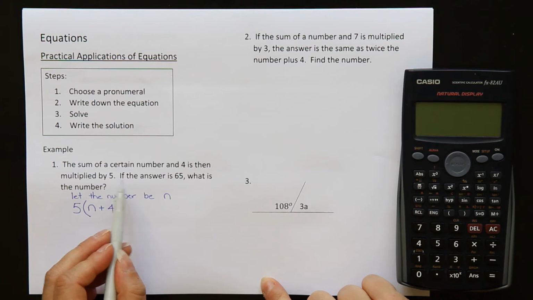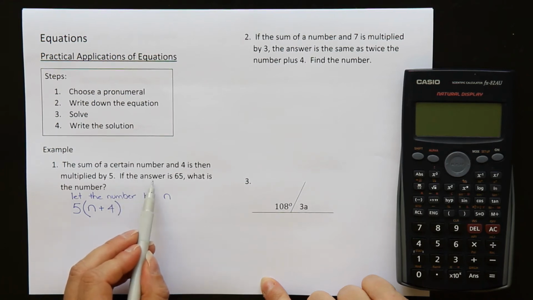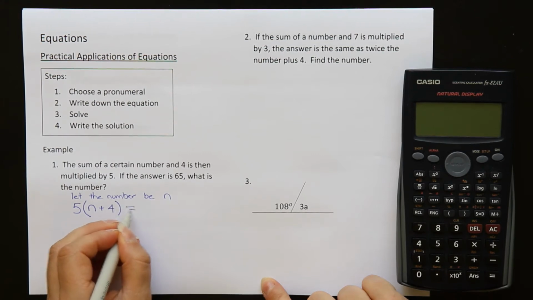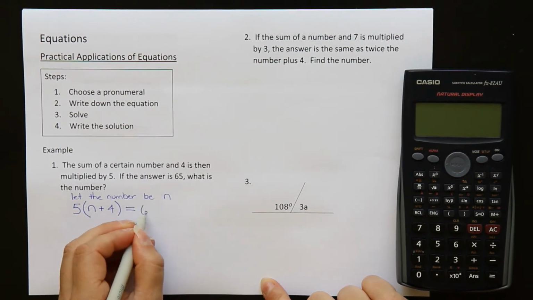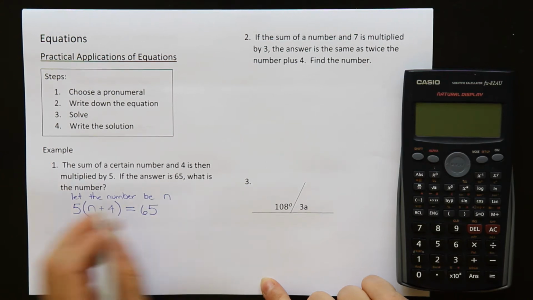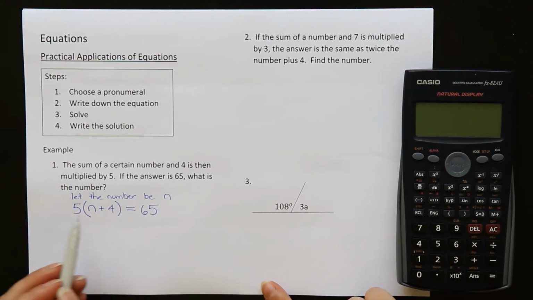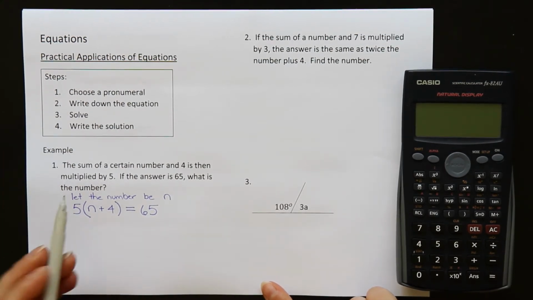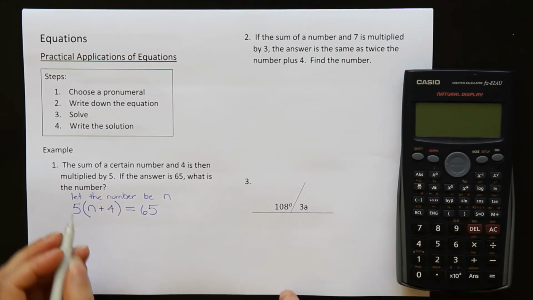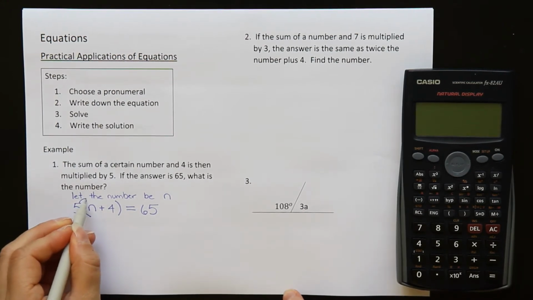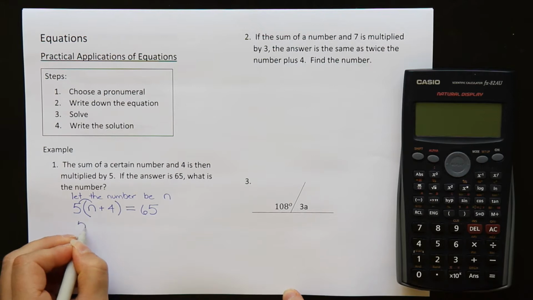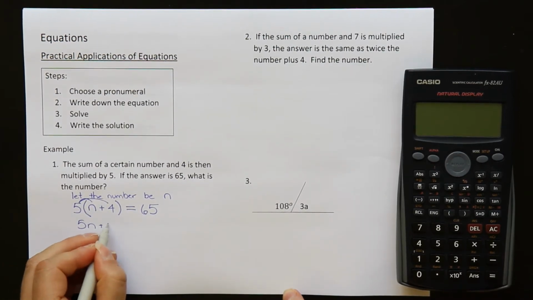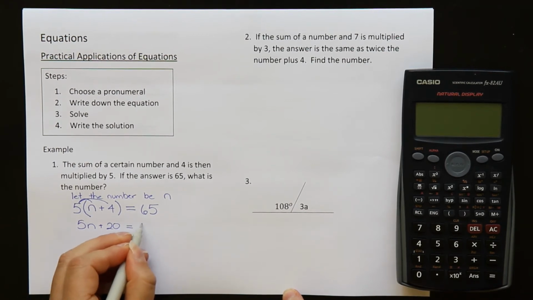Then it says, keep reading, if the answer, that means equals to. If the answer is 65, what is the number? All right, there is the equation. That's step 2 done. Step 3 is to solve the equation. So to do that, we have to expand the brackets. 5 times n is 5n. 5 times 4 is 20, is equal to 65.